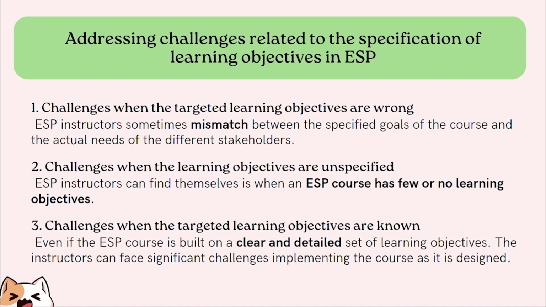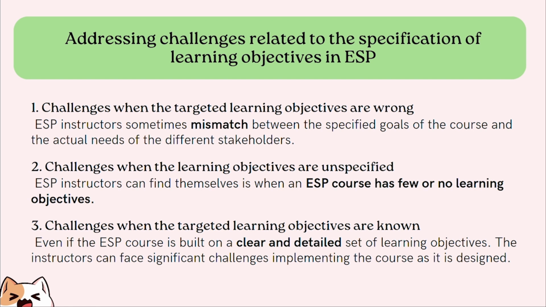Then you can decide if you are going to adopt a wide or narrow-angled approach. And finally, you can create a set of objectives and design materials, methods, and evaluating procedures. The third one is challenges when the target learning objectives are unknown.